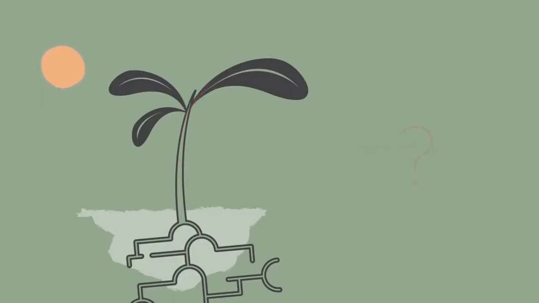But what exactly happens in transpiration? Let's start at the roots. Roots have root hairs, giving them a large surface area for water absorption.